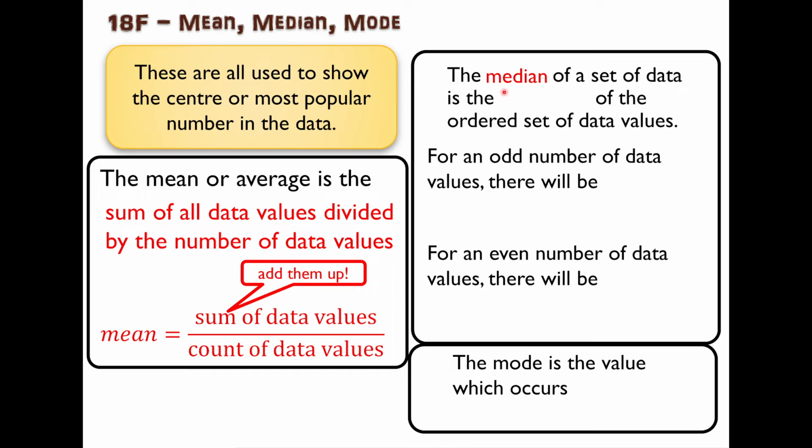Another measure of center is the median, and the median of a set of data is the middle value of the ordered set of data values. So you need to put them in order first. If there are an odd number of data values, say if you have 5, there will be only one middle value. Think of a hand.